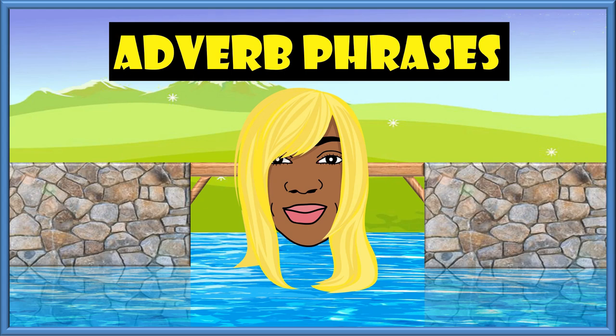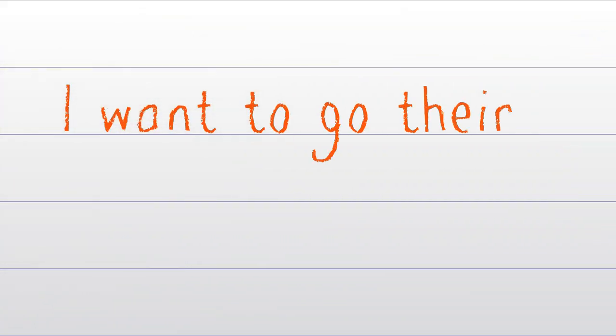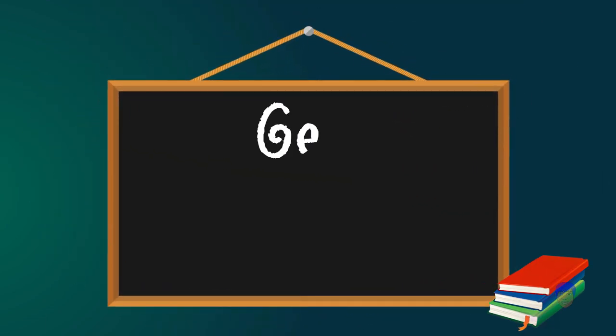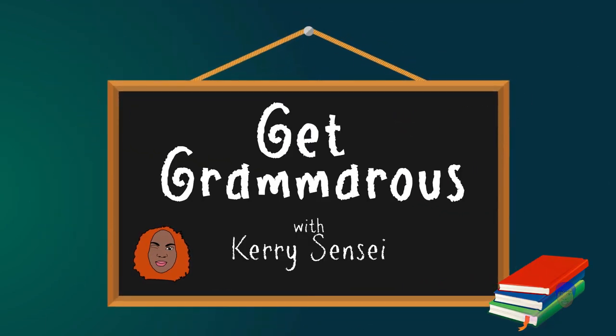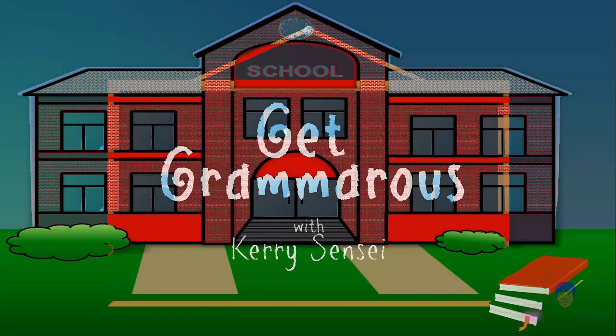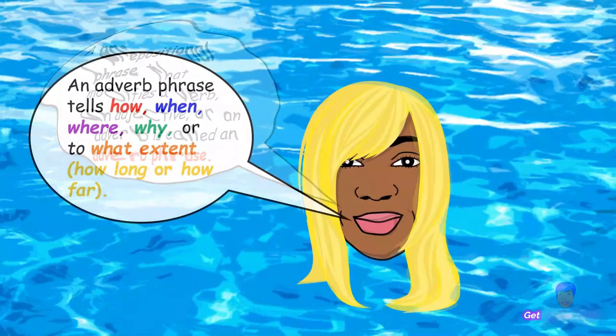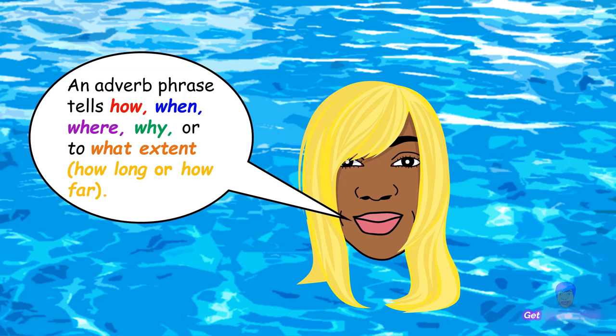What are adverb phrases? A prepositional phrase that modifies a verb, an adjective, or an adverb is called an adverb phrase. An adverb phrase tells how, when, where, why, or to what extent, how long, or how far.